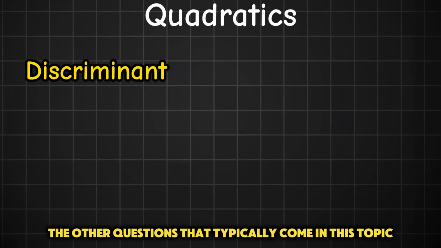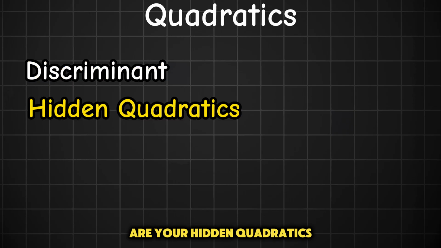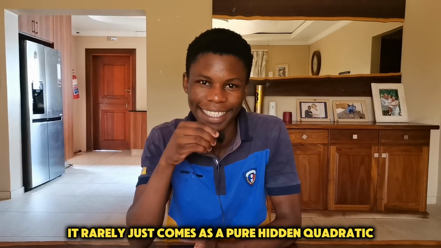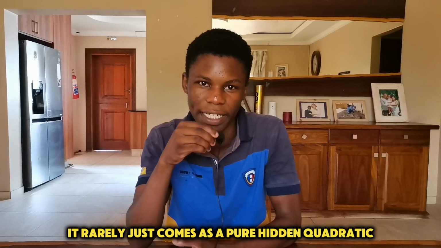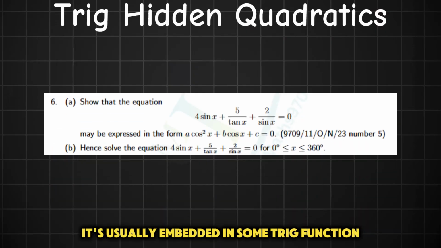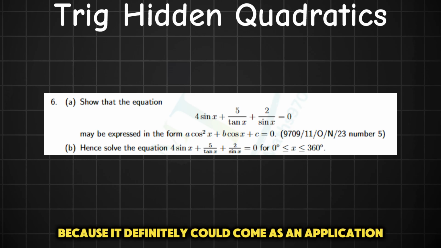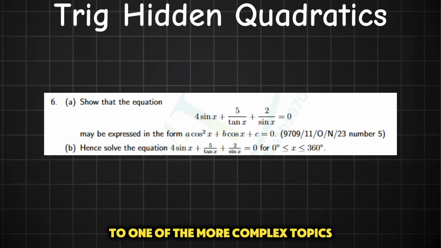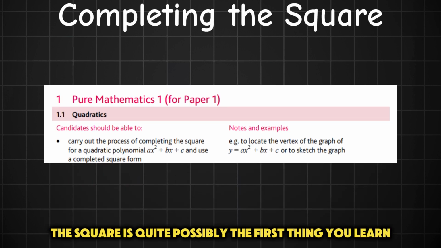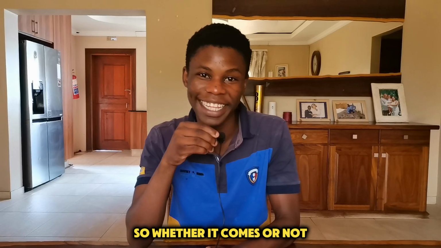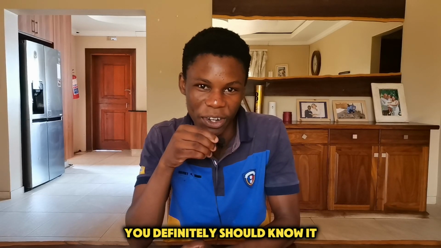The other questions that typically come in this topic are your hidden quadratics and completing the square questions. For hidden quadratics, it really just comes as a pure hidden quadratic. It's usually embedded in some trig function, so make sure to learn this concept because it definitely could come as an application to one of the more complex topics. Completing the square is quite possibly the first thing you learn when you start your A-level math journey, so whether it comes or not, you definitely should know it.